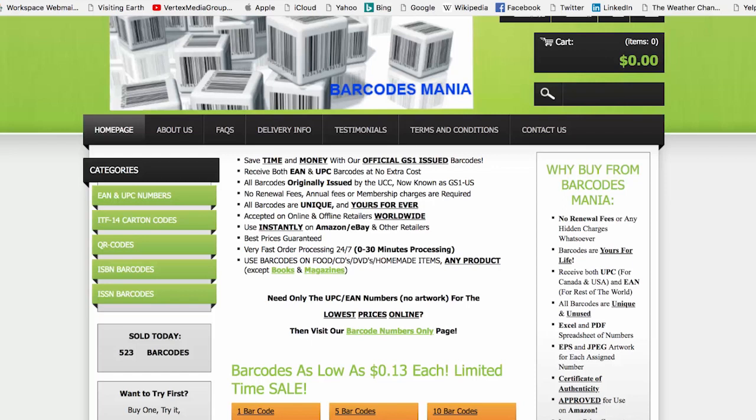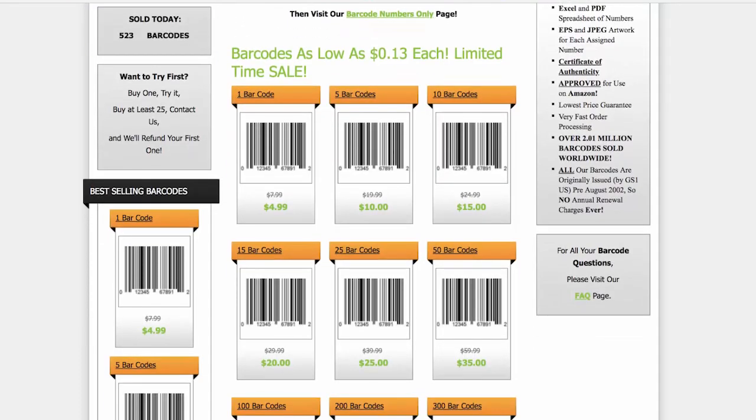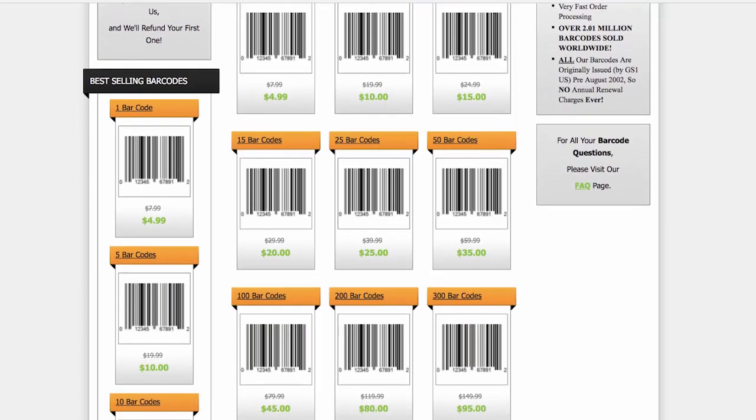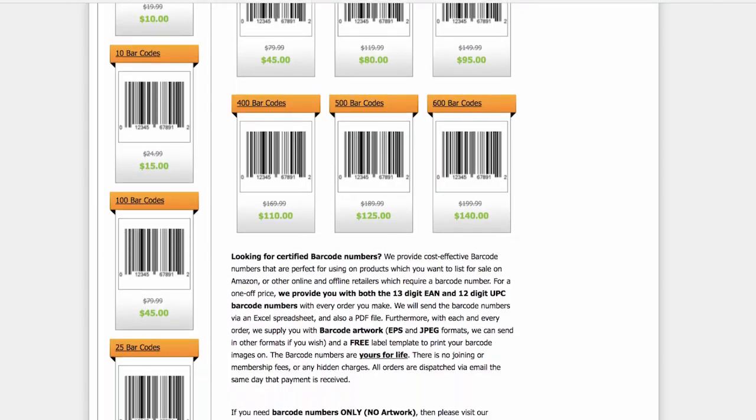You get the picture. Now, another suggestion would be Barcodes Mania. Similarly, they advertise barcodes that originate from GS1 and guarantee that the codes are unique and authentic. Buying from this reseller, you can get even lower prices. For example, 100 UPC codes will cost you around $45. The final decision really depends on your business plan, and I can't make this one for you.